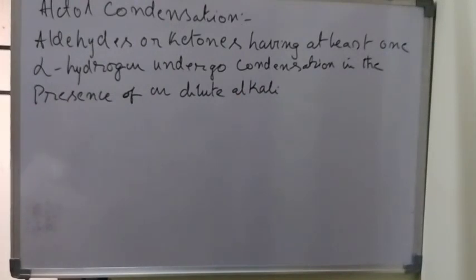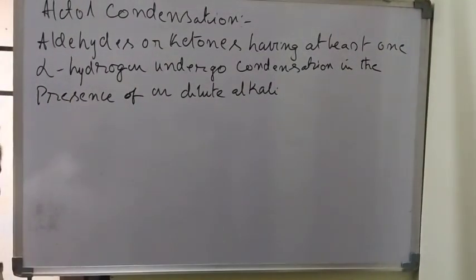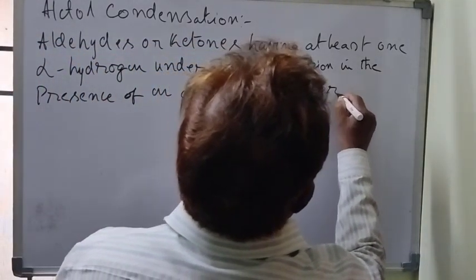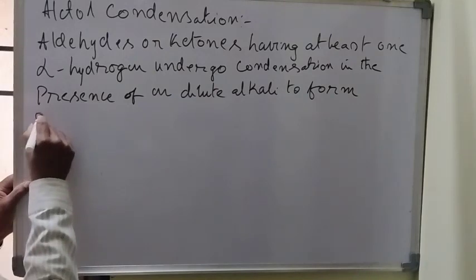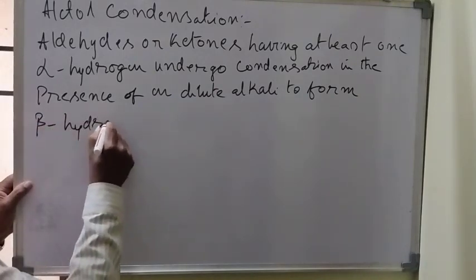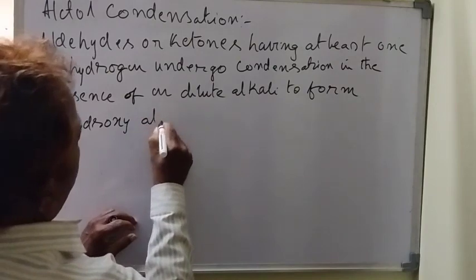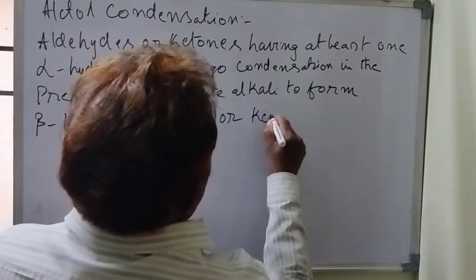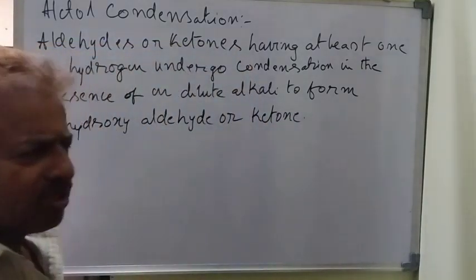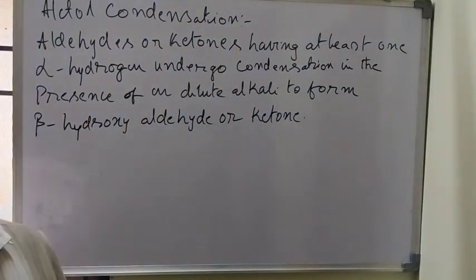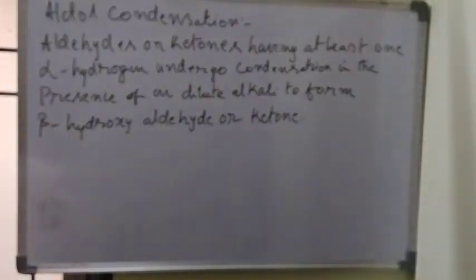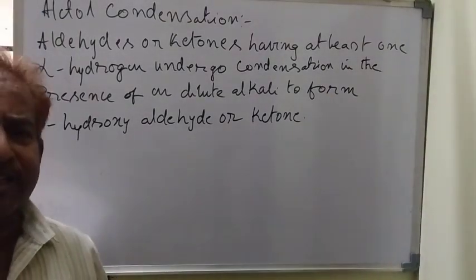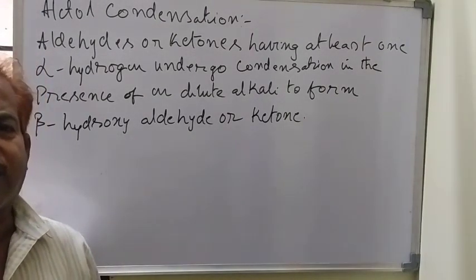Aldehydes or ketones having at least one alpha hydrogen undergo condensation in the presence of dilute alkali to form beta hydroxy aldehyde or ketone. Beta hydroxy aldehyde or ketone. So aldehydes or ketones having at least one alpha hydrogen undergo condensation in the presence of a dilute alkali to form a beta hydroxy aldehyde or ketone.